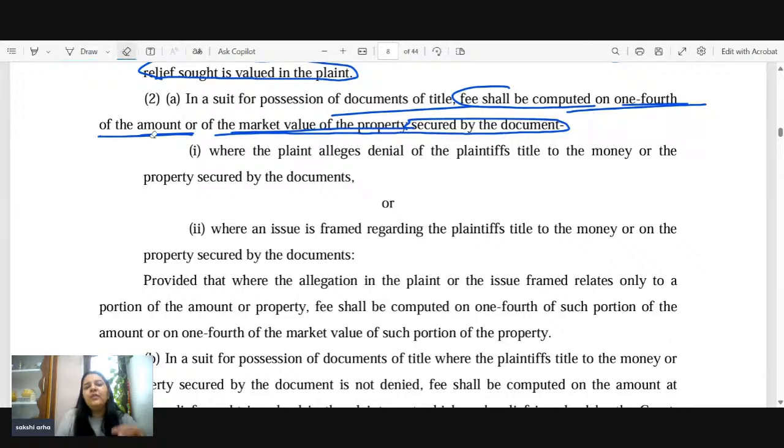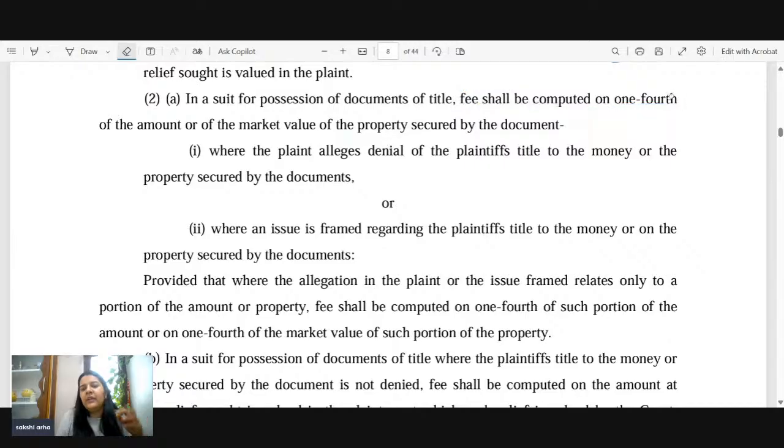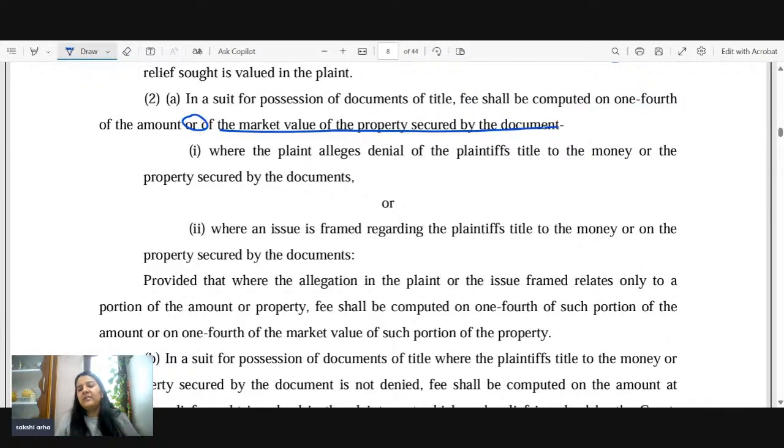Okay, so either it will be 1/4 of the amount, or the market value of property secured by the document. Suppose this document is securing this pen, then the market value of this pen will be the fee. So you have to remember, in the case of document of title, either 1/4 of the amount you are claiming, or the market value of property secured by the document.